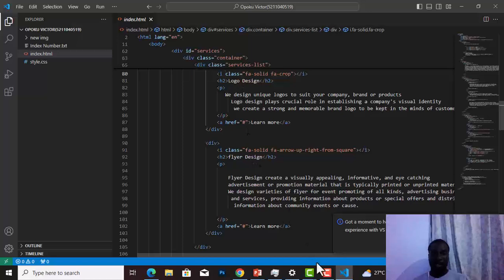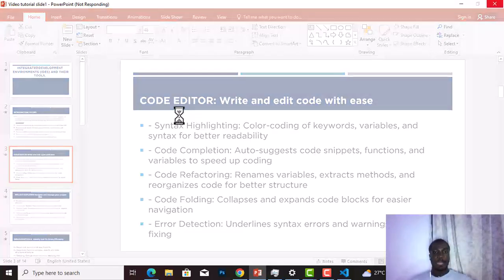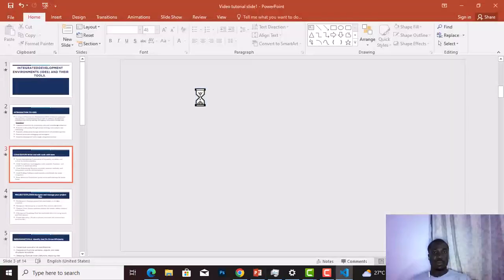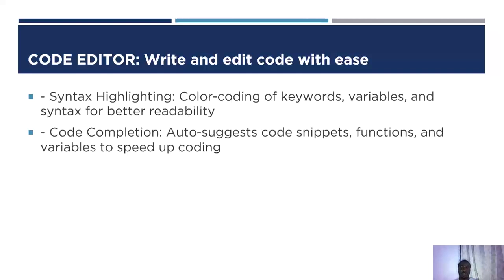Okay, so let's move on. Okay, code completion. So it auto suggests code snippets, functions and variables to speed up coding. So it speeds up coding. So it brings auto suggestions.